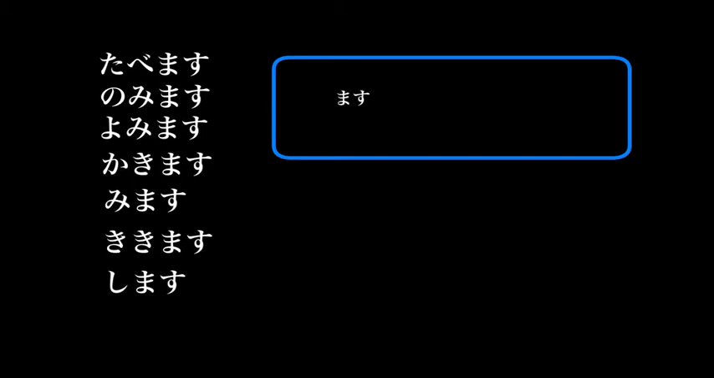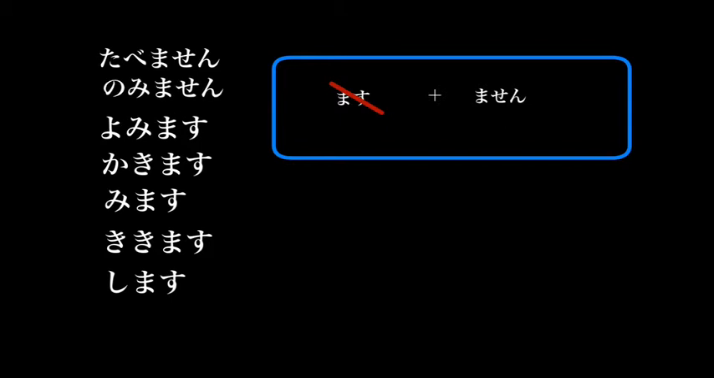Moving on now to the negative of the verbs. Once again, let's review our verbs tabemasu, nomimasu, yomimasu, kakimasu, mimasu, kikimasu, and shimasu. Hopefully this repetition will help you remember them. This time we're going to remove the mas and add the negative ending, which is masen. So tabemasu would become tabemasen. I don't eat. And if you're a vegan, you would say, I don't eat meat. Nomimasu would become nomimasen, I don't drink.